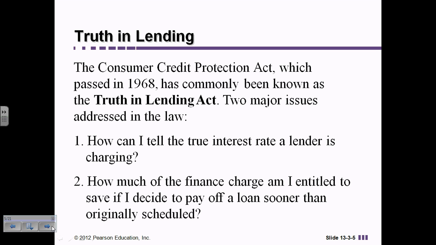So the Consumer Credit Protection Act in 1968 was also known as the Truth in Lending Act. And two major things that they addressed in this were, first of all, how can I tell if my lender is actually charging the accurate rate? And then how much finance charge am I entitled to if I decide to pay off the loan sooner? We wanted to prevent a lender from saying, you agreed to a 4-year loan and you owe us this money. They had to figure out ways to make sure that the consumer didn't end up paying for a loan when they paid it off early.